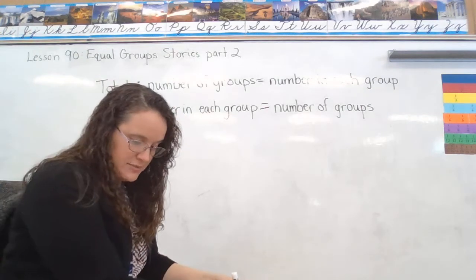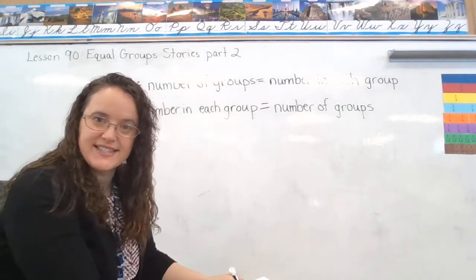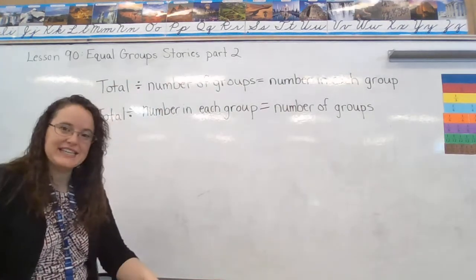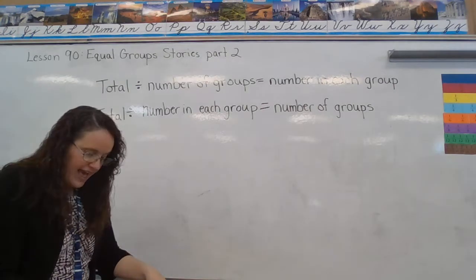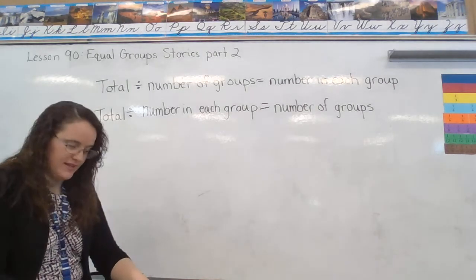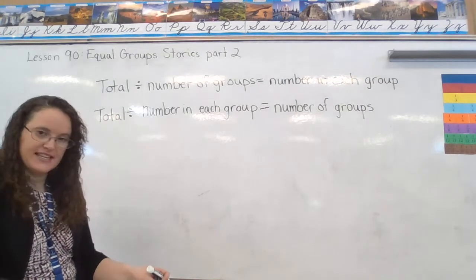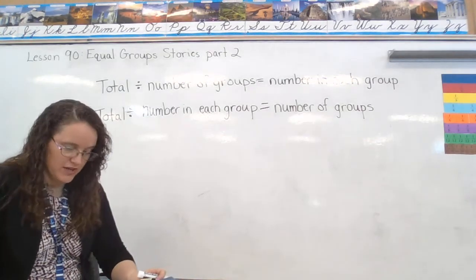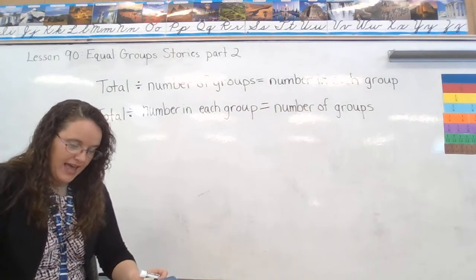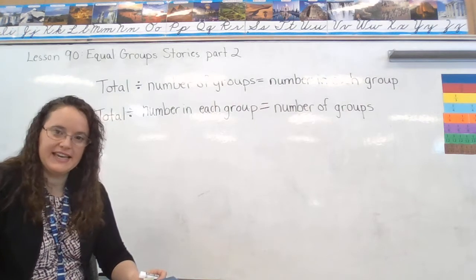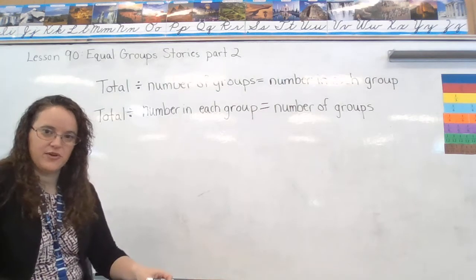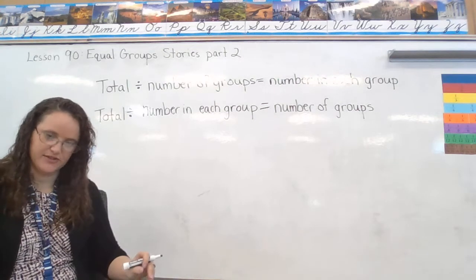All right, the last problem says there are 30 desks in the room. The teacher wants to arrange the desks in 6 equal rows. How many desks will be in each row? There are 30 desks in the room. The teacher wants to arrange the desks in 6 equal rows. How many desks will be in each row? Pause it so you can figure that out on your own, and then come back when you're ready to see the answer.